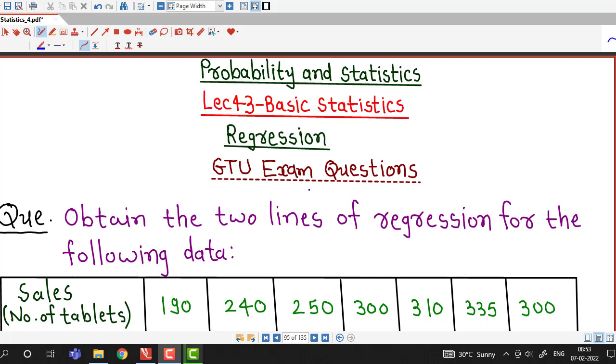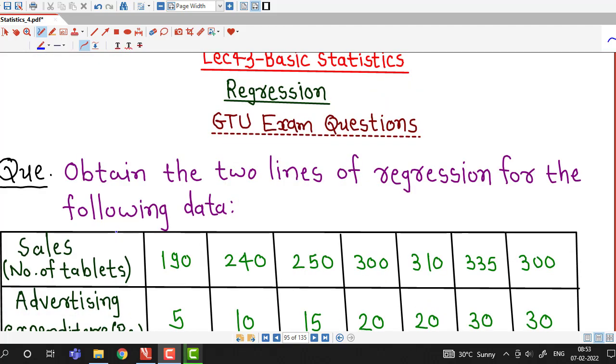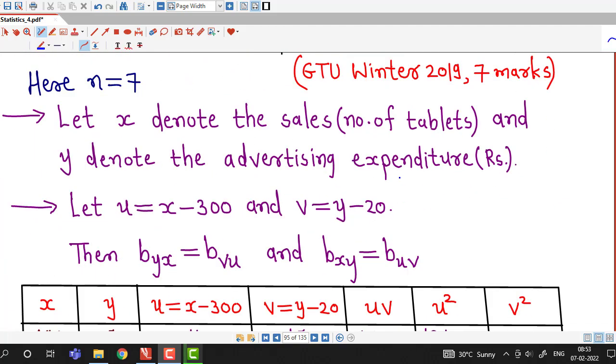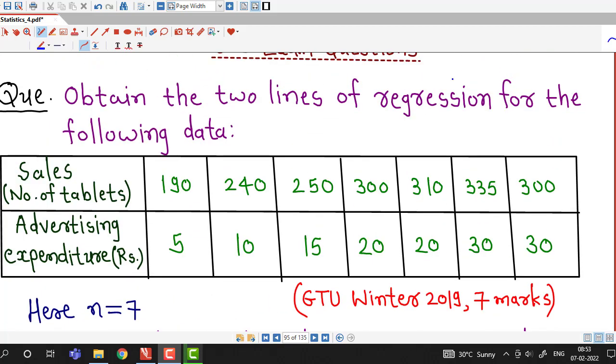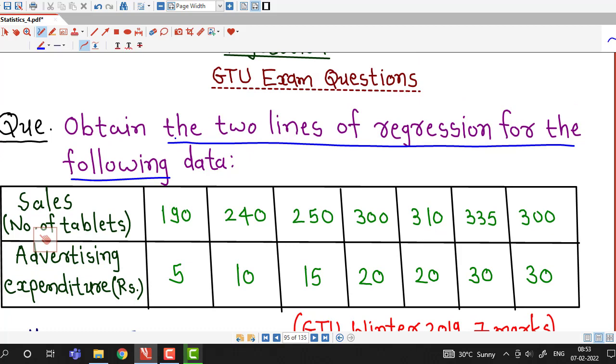In this lecture also we will discuss one more question on regression analysis which was asked in GTU exam in winter 2019. So here we are asked to find out the two lines of regression for the following data, and it is not specified that we have to use a particular method like method of least squares.